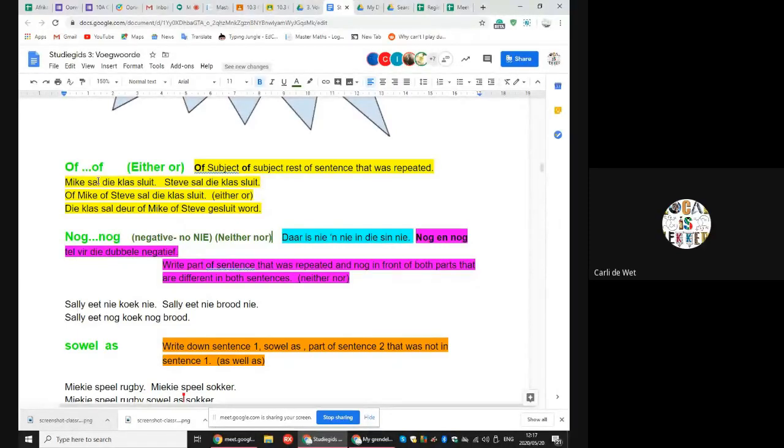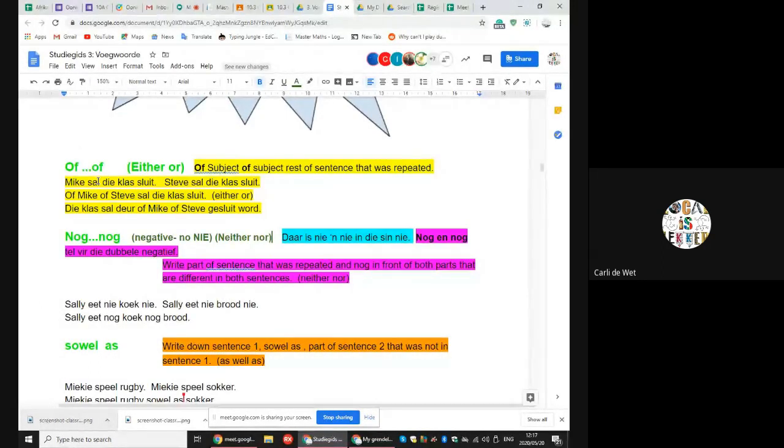Mevrou, can I try? I think I might have it. Please. Okay. Of Mike, of Steve? No, I don't want you to start with of. I want it to be in the middle. So if I say, Mike will lock the class, Steve will lock the class, either or, and your either or should be in the middle, how are you going to do the sentence?